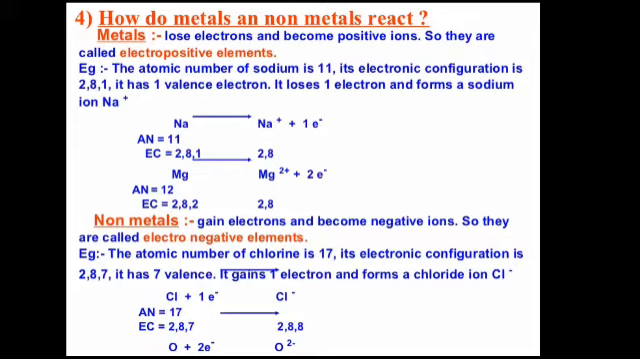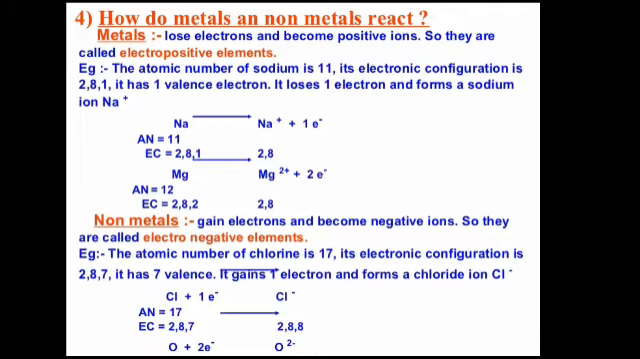Similarly, magnesium has two electrons in its valence shell, so it loses those two electrons easily and gets converted into Mg2+, that is, the magnesium ion. Non-metals, on the other hand, are electronegative, that is, they try to gain electrons and become negative ions.